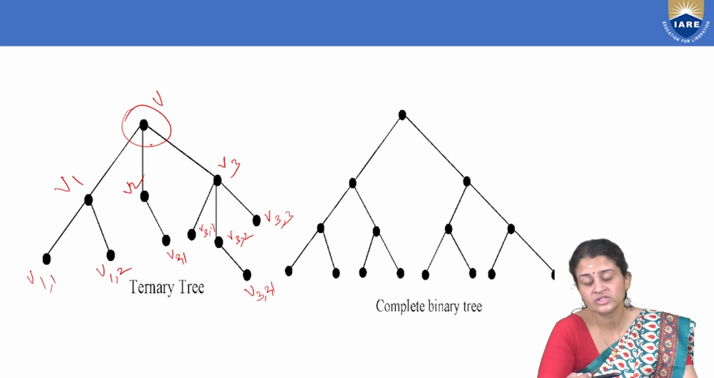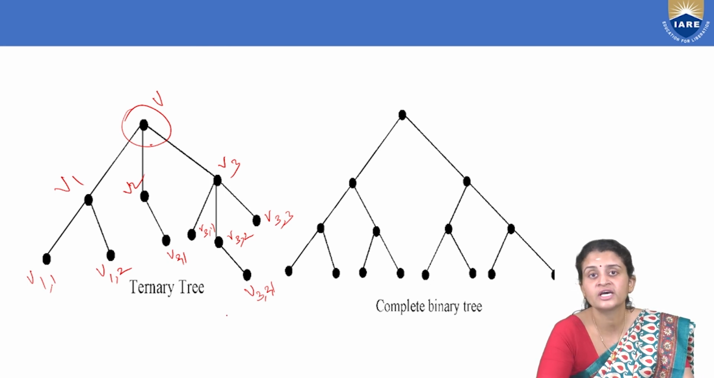So here a maximum of 3 children happen. So it is termed a 3-ary tree, which can be called a ternary tree.